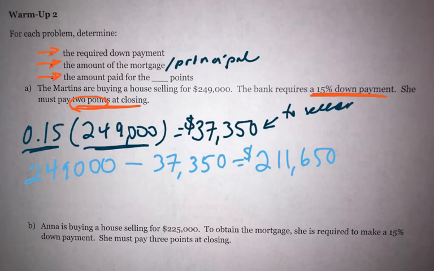To find the amount paid for the 2 points, we're going to find 2%, because 2 points corresponds to 2% of the principal.